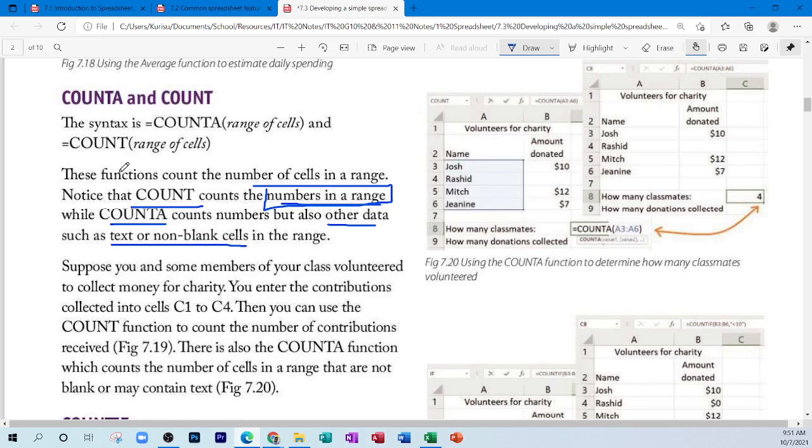What can help you to remember is that the A represents letters. COUNT does not count letters. It does not count text. It only counts numbers. So the A should help you to remember that it is counting any other data. It is counting numbers and text.